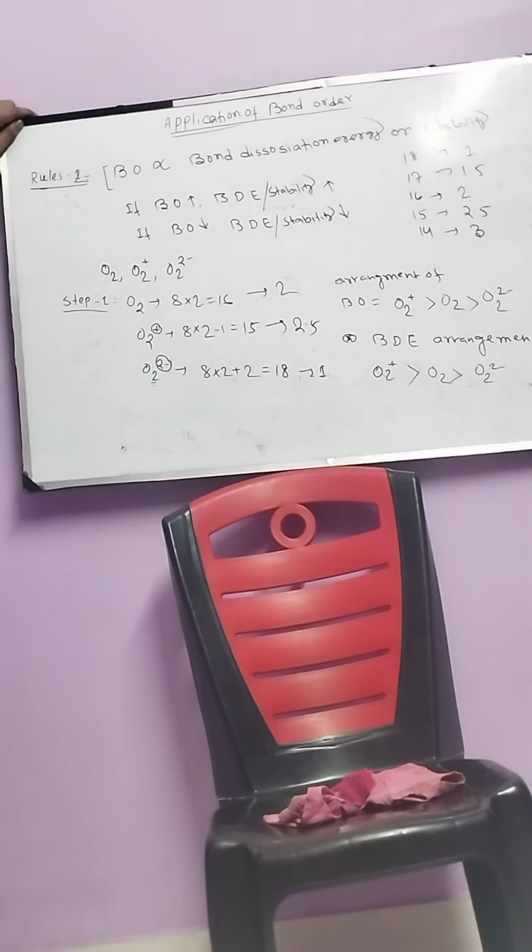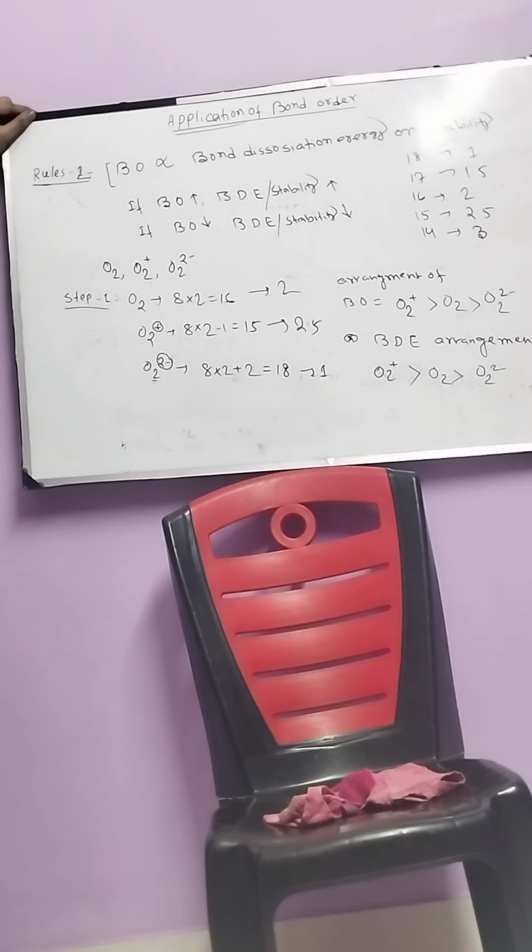So the application of bond order: the first rule, bond order is inversely proportional to 1 by bond length. That means if bond order increases, then bond length decreases, the opposite relation. If one quantity increases, then the other decreases.